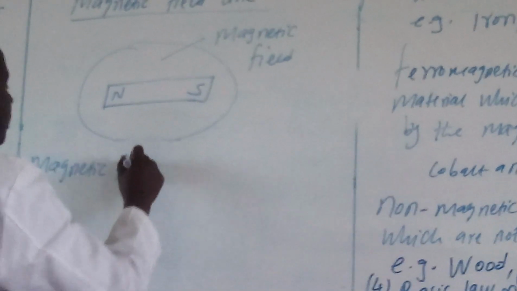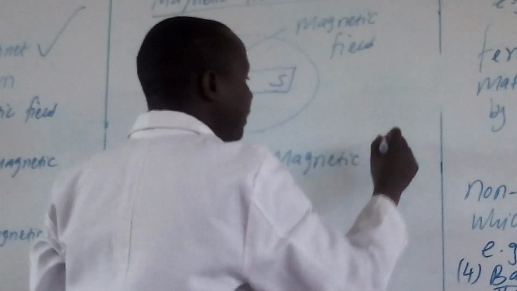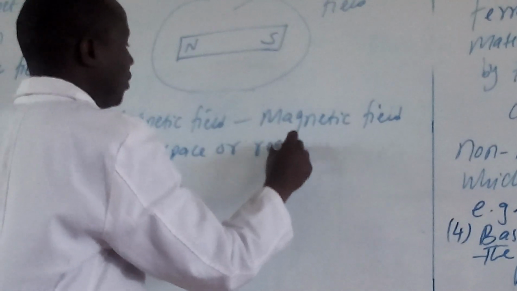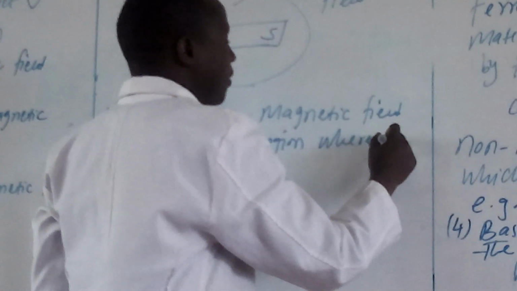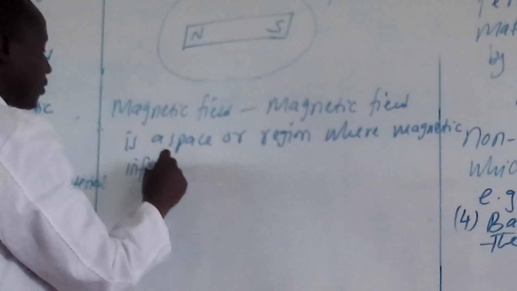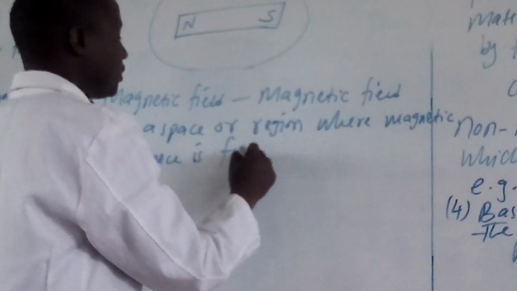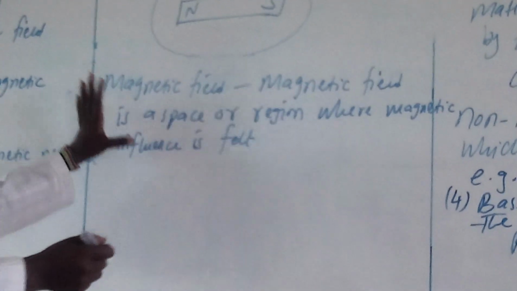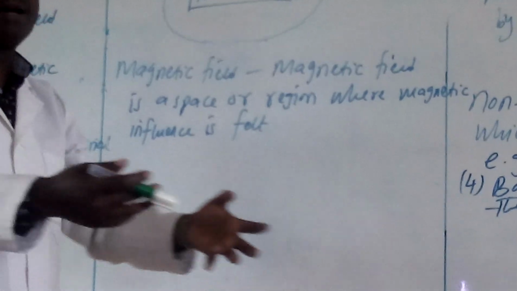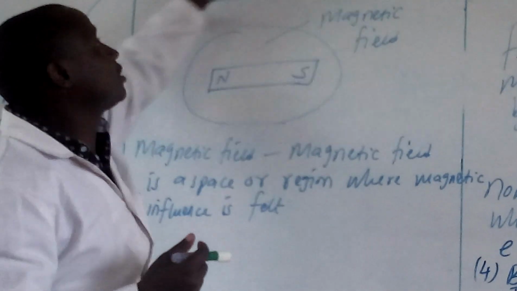Magnetic field is a space or region where magnetic influence is felt. That region where the magnetic influence, that magnetic attraction, is felt is called the magnetic field. The magnetic field pattern then comes from this magnetic field.